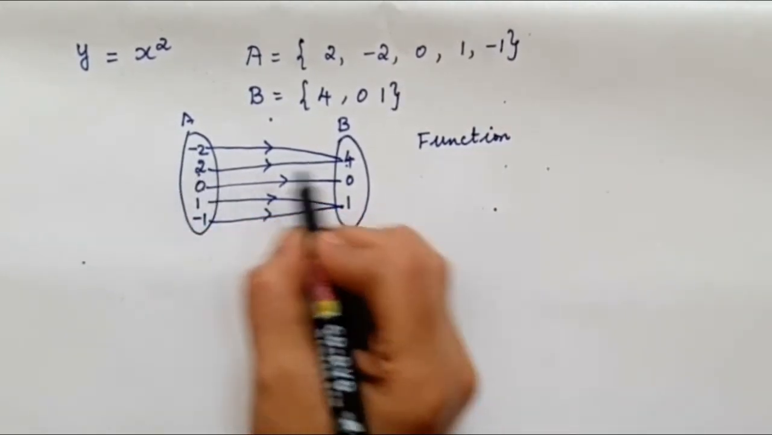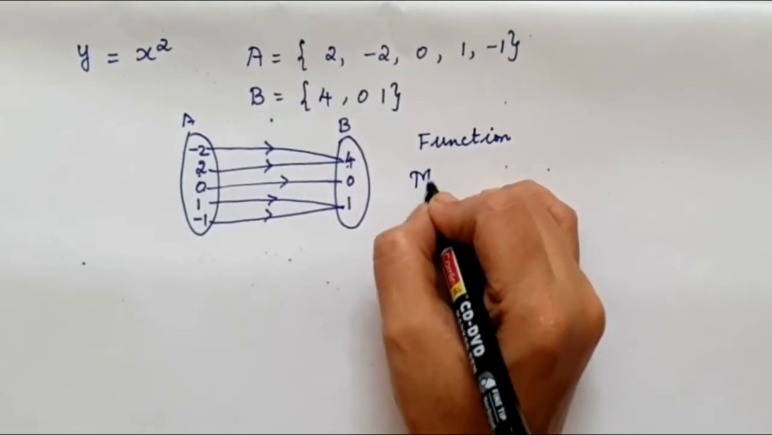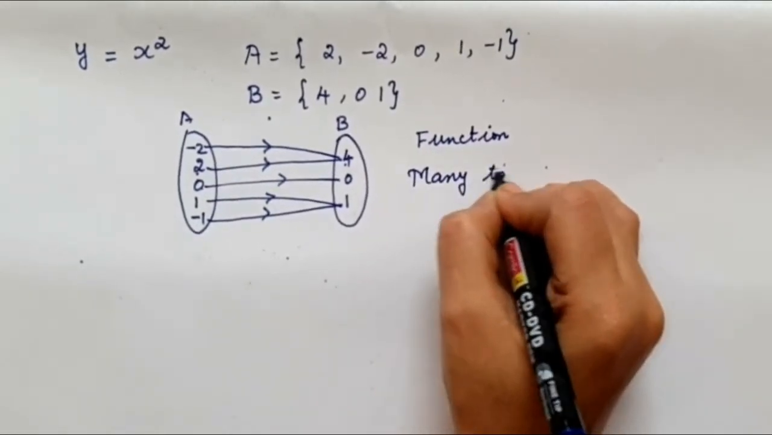But many 2 are mapped onto 1. So this is called a many to 1 function.